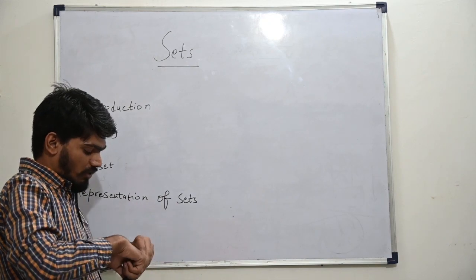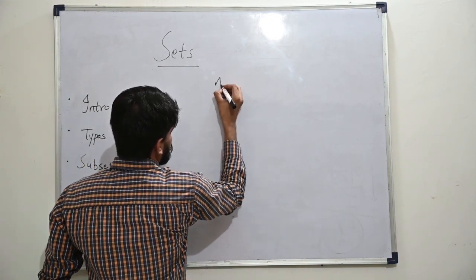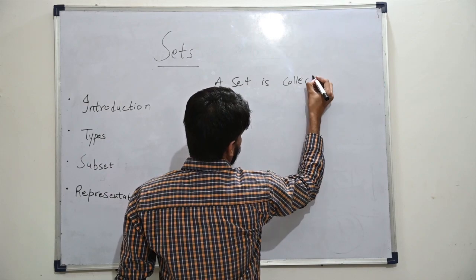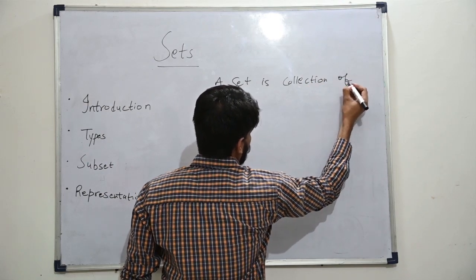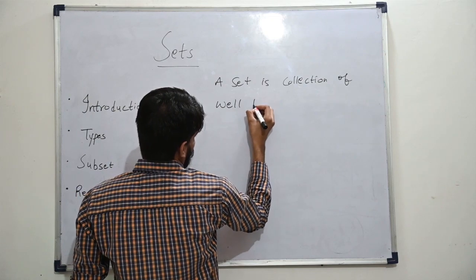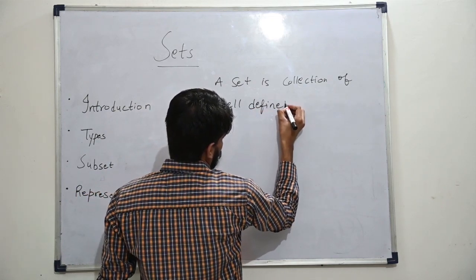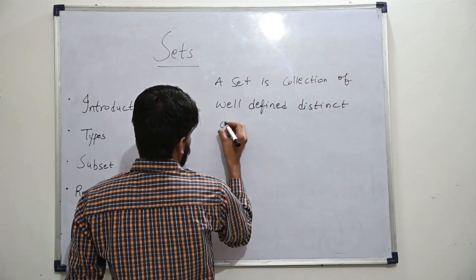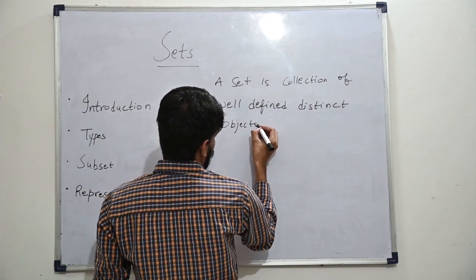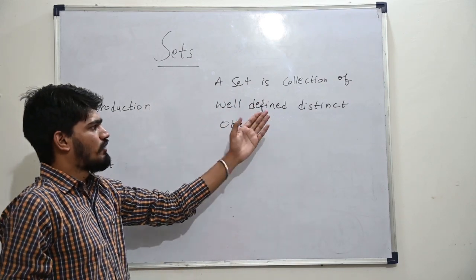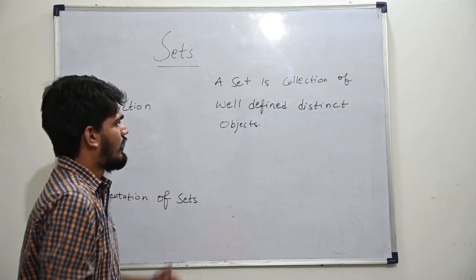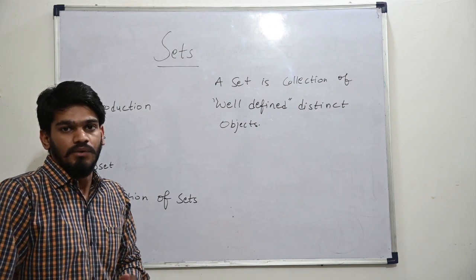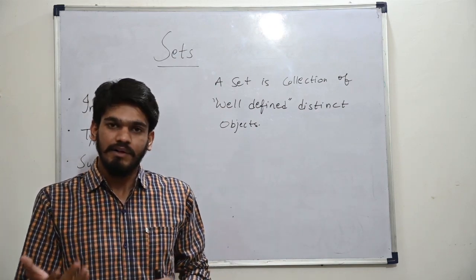Okay. So when we talk about set, a set is a collection of well defined distinct objects. Set is a collection of well defined distinct objects. What are these well defined objects? Well defined object, if you are talking about, I'll take one example.